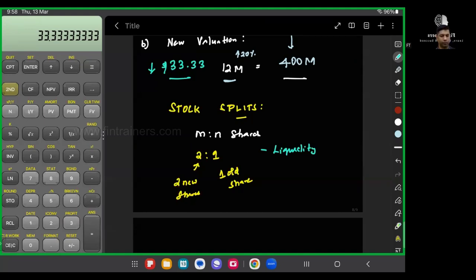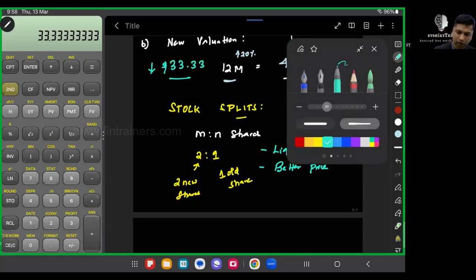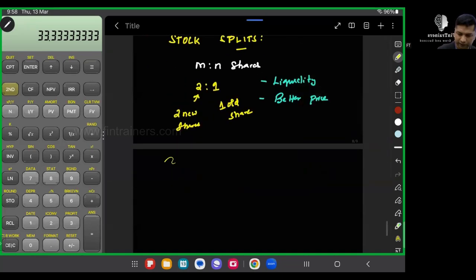So the liquidity is going to improve, which will lead to a better price. In terms of finding the market price, you will be able to get a better price. It's not that it is going to increase the valuation, but more participants are coming in. When more participants are coming in, you might get better price discovery. So that's good. On the other hand, there's an opposite of stock split called the reverse stock split.